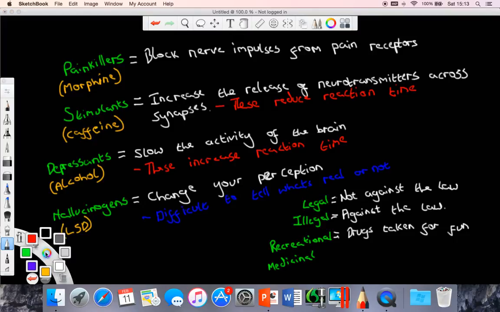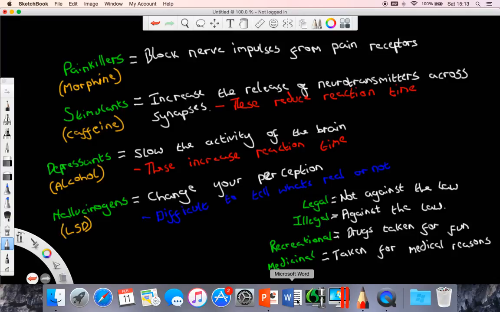Okay? Now, medicinal drugs are prescribed by a doctor and are taken for medical reasons. Okay? So, medicinal drugs are taken for medical reasons. Things like steroids can be both medicinal if they're prescribed by a doctor, and they can be recreational if someone buys them from some dodgy bloke at the gym.